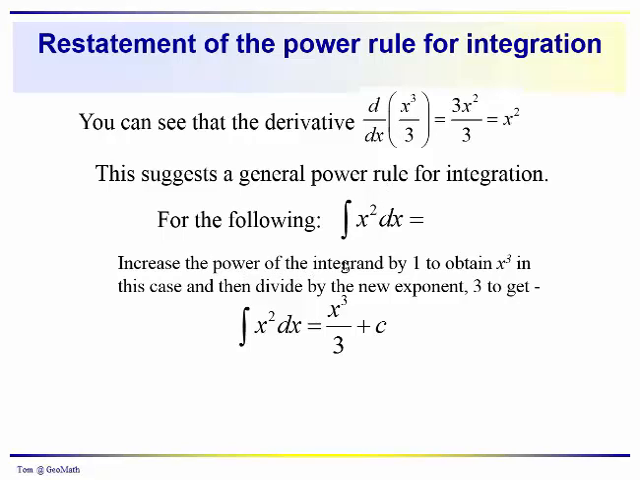So doing this in reverse, we're increasing the power of the integrand by 1. We get x cubed. And then we're dividing it by the new exponent, which is 3. So we get x cubed over 3. The integral of x squared dx is equal to x cubed over 3. This is an indefinite integral, so we add in the constant c.